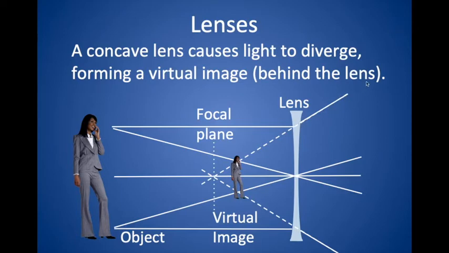But if you take that diverging light and follow it backwards, it's as if it focused behind the lens, and you actually still get an image, but it's called a virtual image because you wouldn't see anything if you put a screen there, but if you just look through the lens, there's an illusion that there's an image there. So that's called a virtual image.